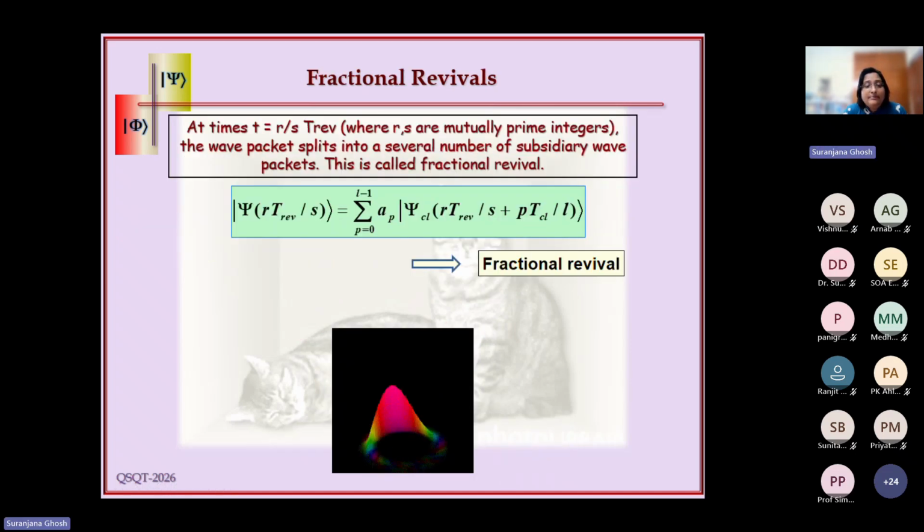So when time is a rational fraction of the revival time T, we describe this as a fractional revival, and the initial wave packet splits. For example, if time is 1/4 of the revival time, then one can easily find from this expression that the initial wave packet at this time will split into 2 wave packets. At one third of the revival time, it will split into 3 wave packets.